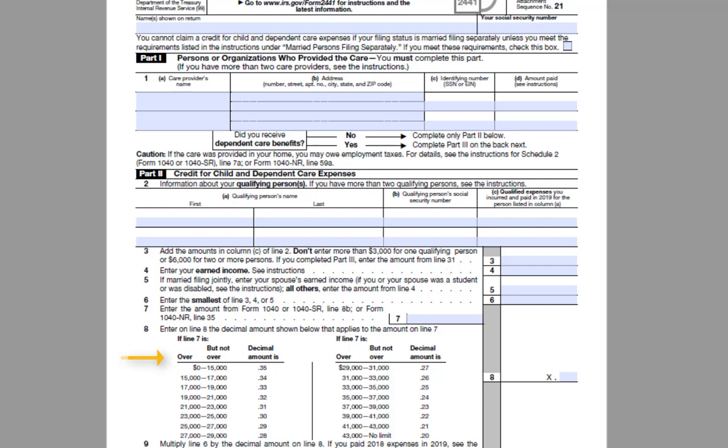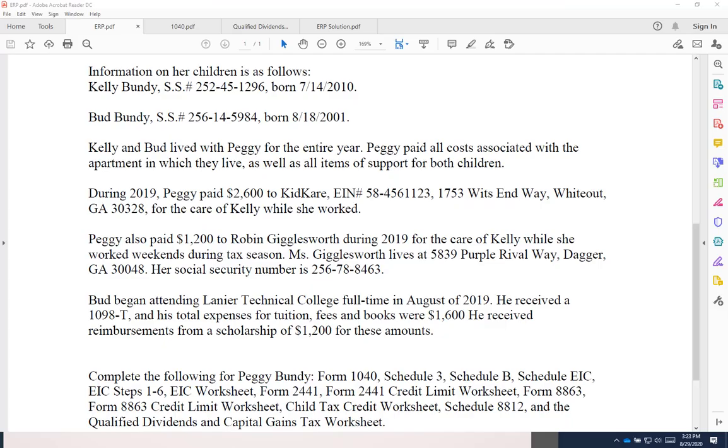Determine how much the credit is. We had done this in a previous sample problem. Bud began attending Lanier Technical College in August of 2019. He received a 1098T and his total expenses for tuition, fees, and books were $1,600. He received reimbursement from a scholarship of $1,200 for these amounts. Scholarships would reduce the amount of qualified expense for any education credits, okay?